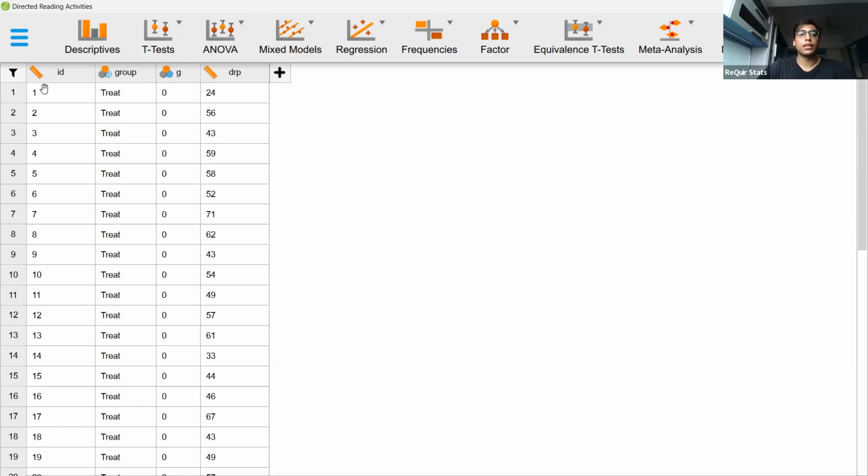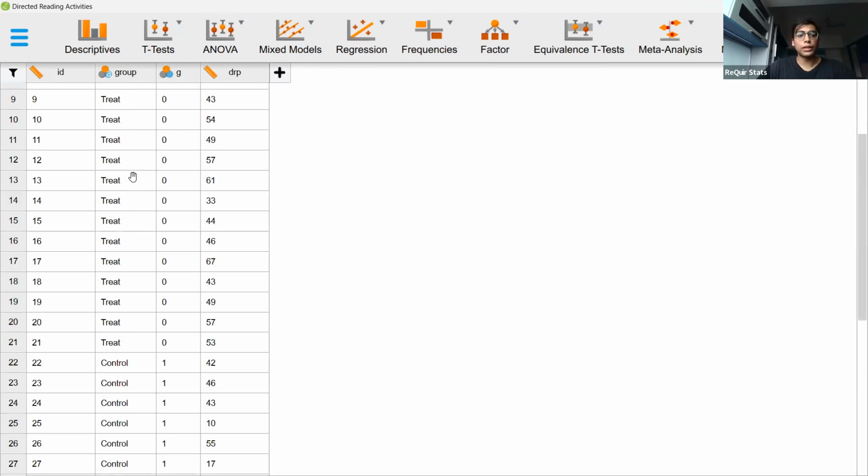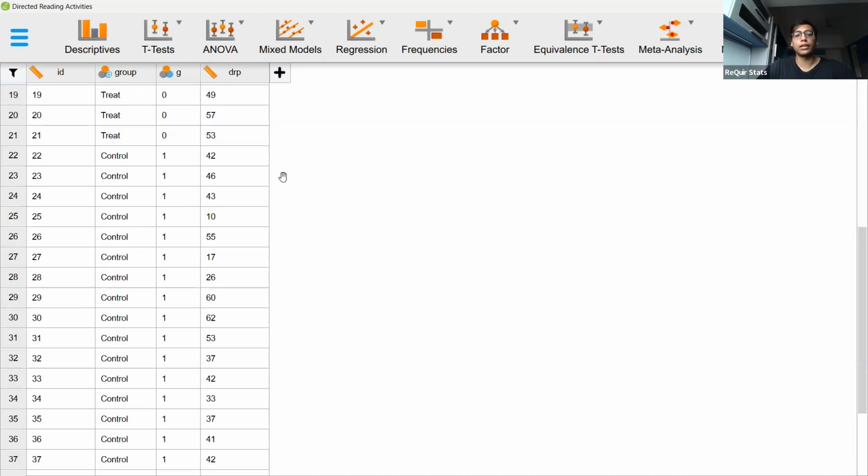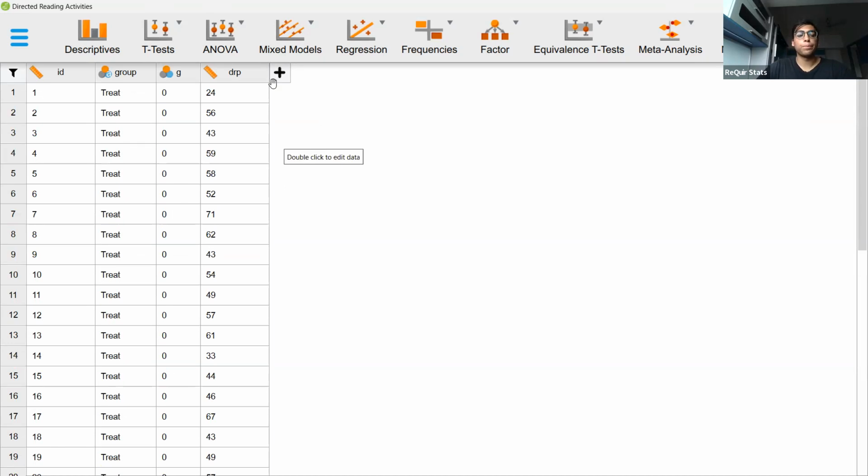So this is a data set of two groups of students. One group has been treated, so they have been trained. DRP is the test which has been administered, the degree of reading power test, and these are the scores which students have got in this test. There are two groups, treatment and control group. The treatment group has been trained for this test, and the control group has not been trained. They have simply been given this test without training. And we want to find out whether there is a significant difference between the scores of these two groups.